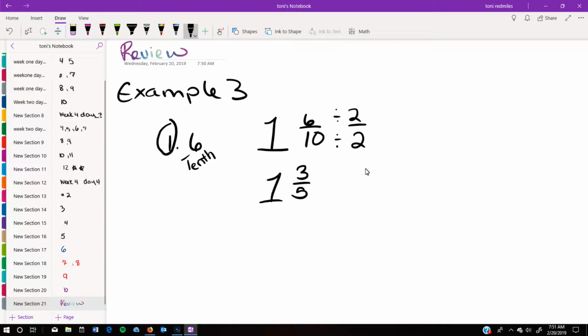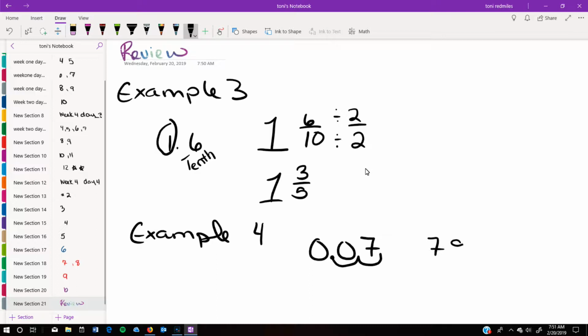All right. So let's look at example 4. And I'm going to go a little further with this one. I'm also going to change it into a percent. So 0.07, if I move my decimal 2 places, it's going to be 7%. If I make it a fraction, it's 7. And the 7 is in the hundredths place, so the place value or whole is 100.